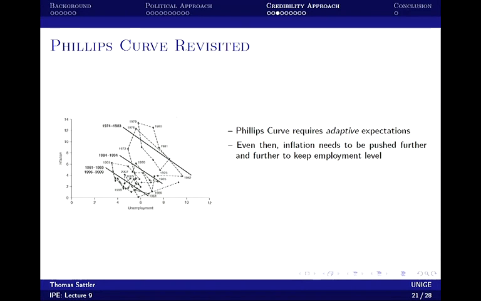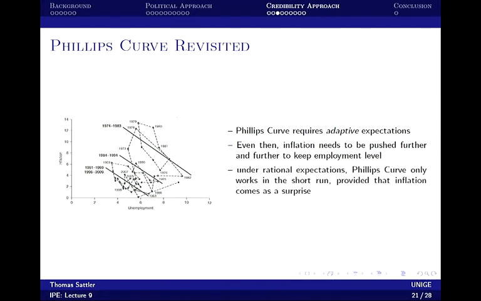In the 1980s, we were in this situation, and in the 2000s, we were in this situation back then, right? It basically means you cannot play this game forever. The Phillips curve doesn't work forever. So under rational expectations, you still have this opportunity. You have what's called the new Keynesian Phillips curve. You can reduce unemployment by pushing up inflation, but only if this is unexpected. You can do this from time to time as a surprise, but you cannot do this systematically over decades.